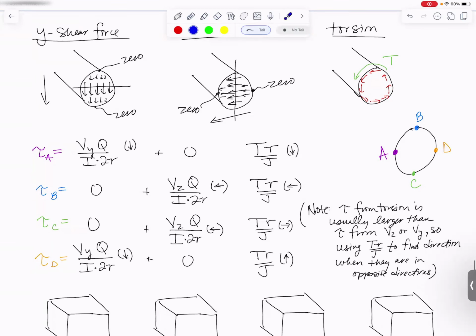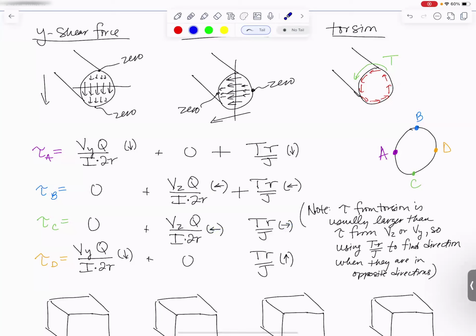Okay, let's figure out if we're going to add these. So in that first row, this guy was going down, and this is also going down. So these are going to sum. And in the second row, they're both going left. Shear is going left, and the torque is going left. So they're also going to sum. Now this next one, they're in different directions. The one from the torsion is going to the right. The one from VZ is going left.